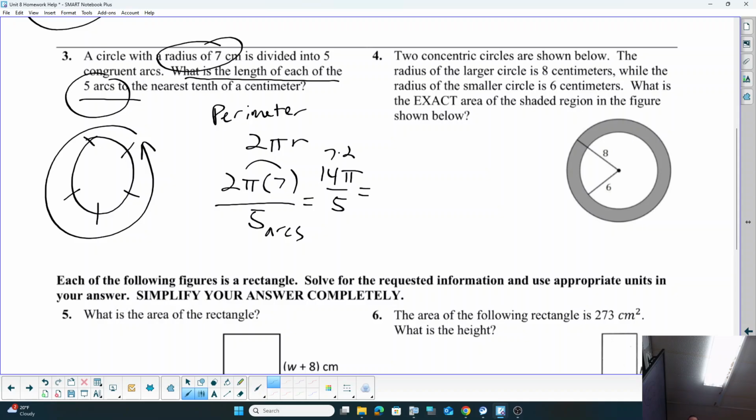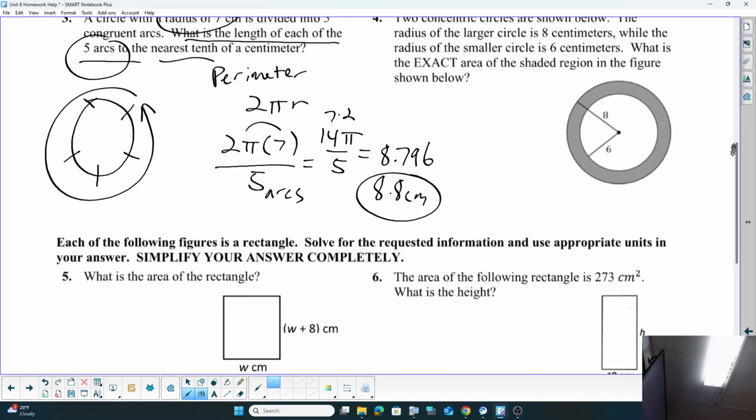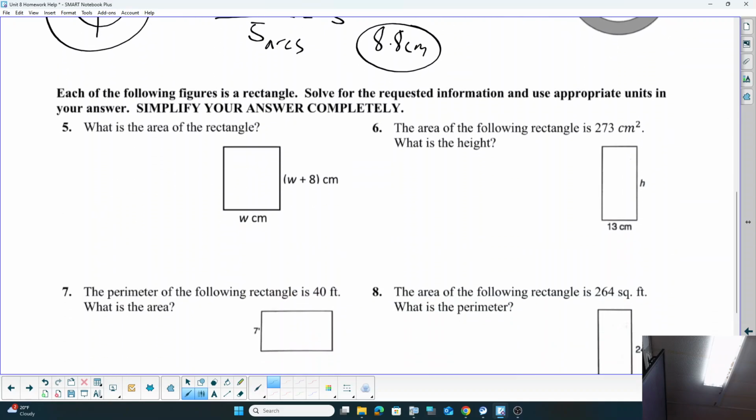So that's going to be 8.796. Remember, try it on your own. And then push play and see if you got it right or not and learn from your mistakes. So that rounds up to 8.8 centimeters because it does say to round to the nearest 10th. Nice. There we go. Okay, so then what is the area of the rectangle?